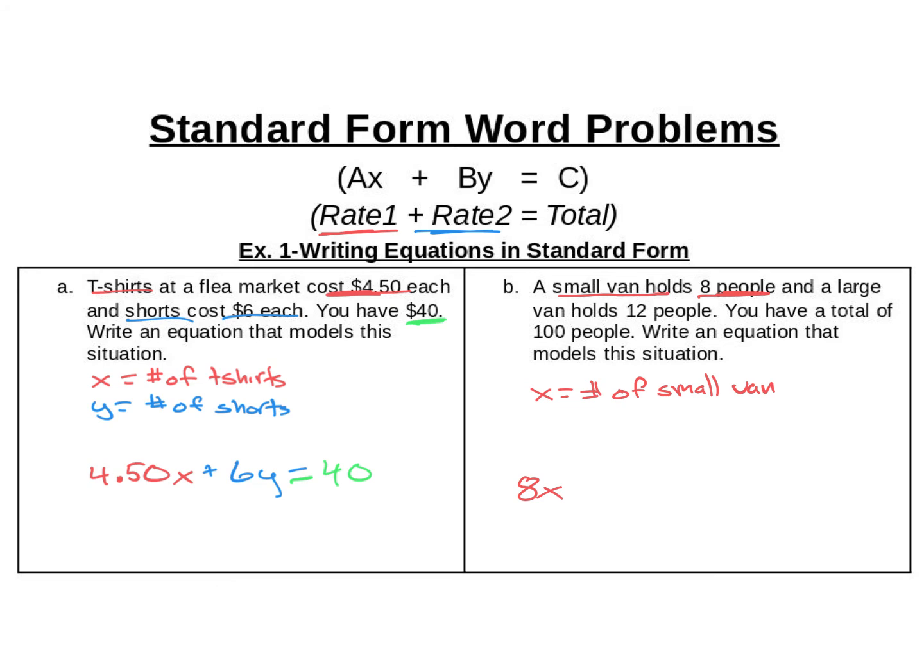And we also need to look for rate 2, as we have large vans. Now they have 12 people. So make sure you're defining your variable. So Y is going to be the number of large vans. And we know that that rate is going to be 12 per Y. And the last thing we know is we are looking for 100 people, which would be our total. So 8x plus 12y would equal 100.